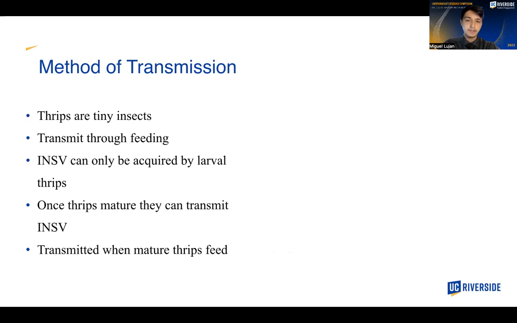Then, to acquire the virus, only thrips in the larval stage of development are able to become a vector of the virus. Adults cannot become the vector even if they feed on the infected lettuce plants. However, only thrips that acquired the virus in the larval stage and have matured can transmit the disease, which in turn infects lettuce and continues this cycle.